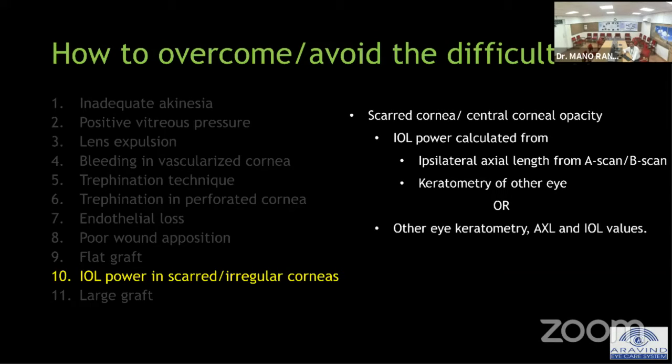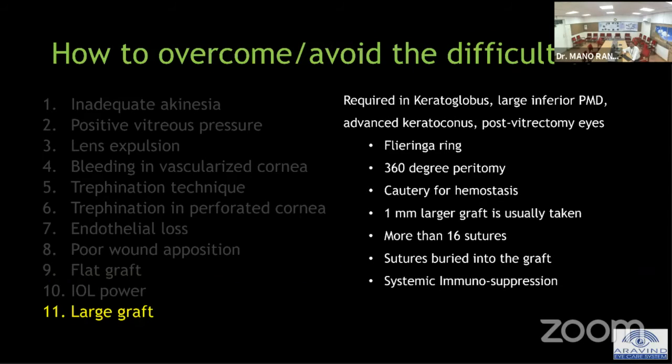IOL power in a scarred cornea is a challenge. So we prefer to do the IOL power calculation only after taking the axial length by A scan or B scan, and then taking the keratometry from the other normal eye. Or you can use the other normal eye's keratometry and axial length to get the approximate power. A large graft is usually needed for keratoglobus, advanced keratoconus, or post-vitrectomy eyes.